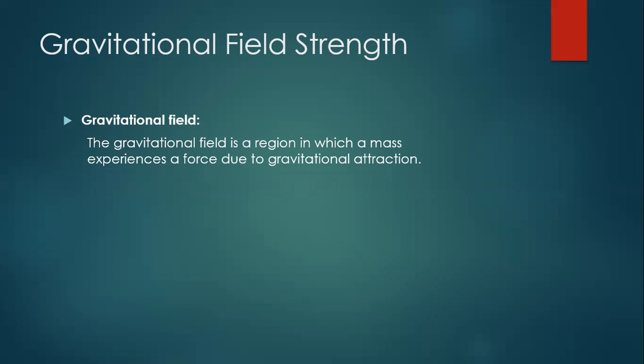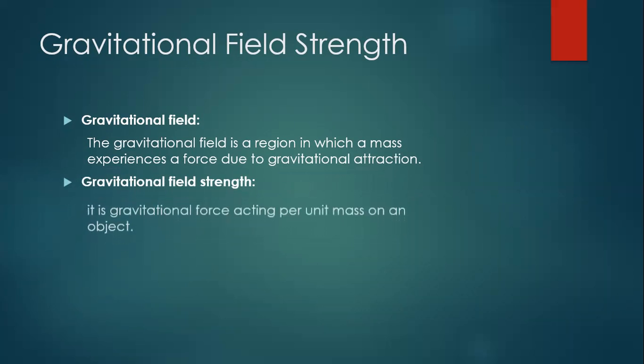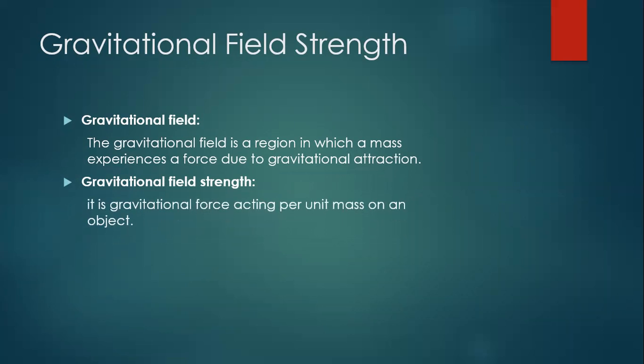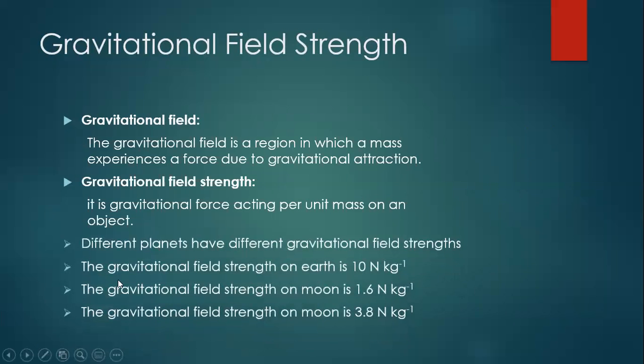Now, what is the gravitational field strength? Gravitational field strength is the gravitational force acting per unit mass on an object. It means how much gravitational force is acting on a body. It shows the strength of the gravitational field. Different planets have different gravitational field strengths. Like that, the gravitational field strength on the Earth is 10 Newton per kilogram. Newton per kilogram is the unit of gravitational field strength.